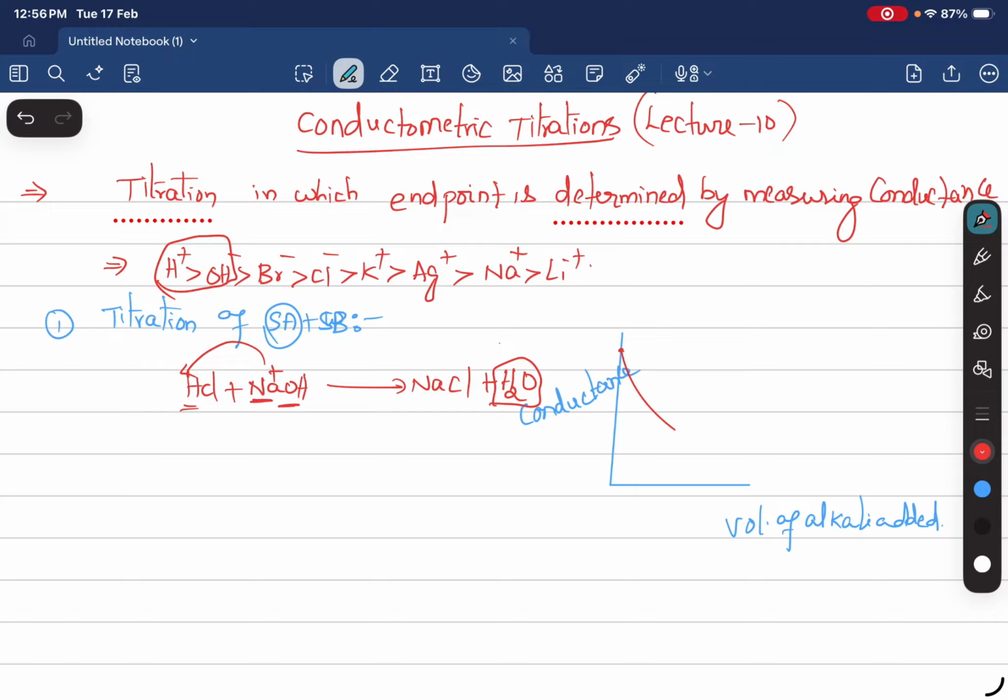This is how the conductance decreases, and this point is nothing but the equivalence point, where acid equivalents equal base equivalents. What happens after reaching the equivalence point? We keep on adding NaOH to the solution. NaOH is a strong electrolyte, so it produces more ions, increasing the concentration. That's why the conductance will rise like this. This is the graph of conductance versus volume of alkali added in the titration of strong acid with strong base. Hope it is clear.